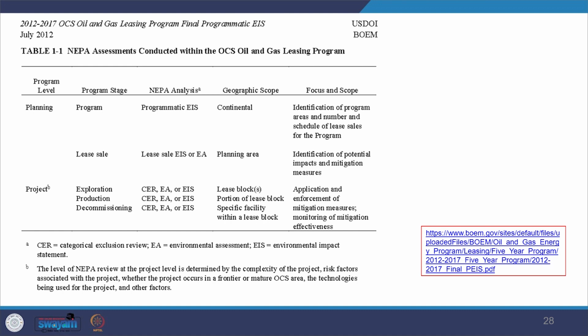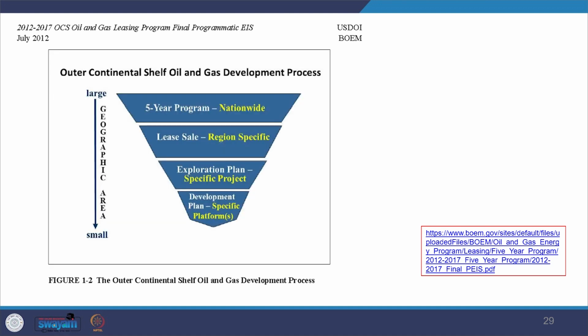So they would have a specific area where the projects would come up, and then the focus and scope of that would be identification of the program areas and number and schedule of lease sales for the program, identification of potential impacts and mitigation measures, and then application and enforcement of mitigation measures through the project. So here you see that all these things will be part of this program.